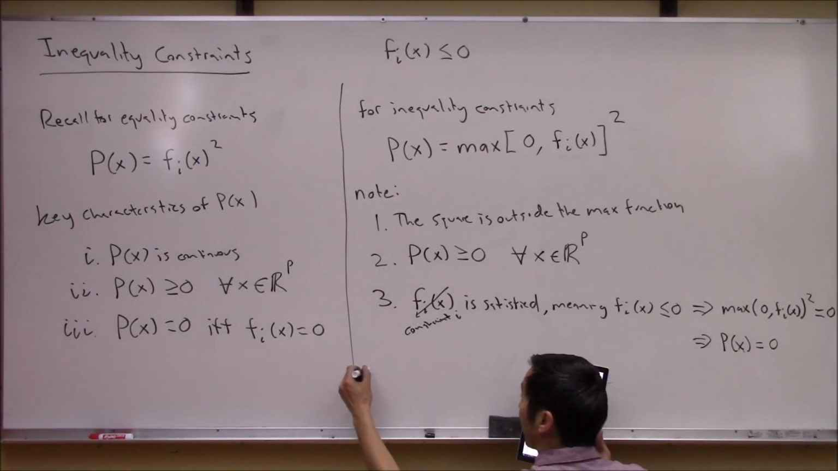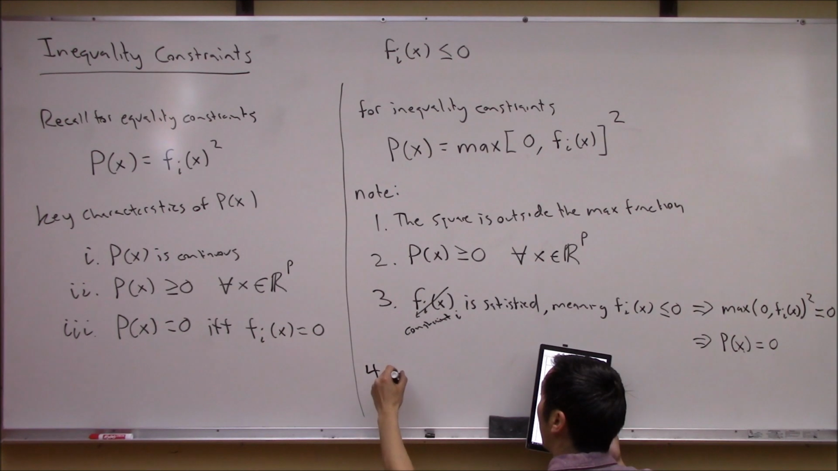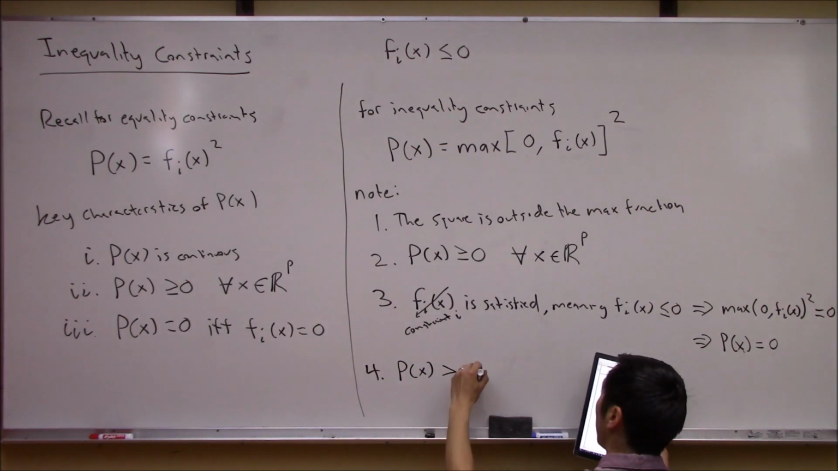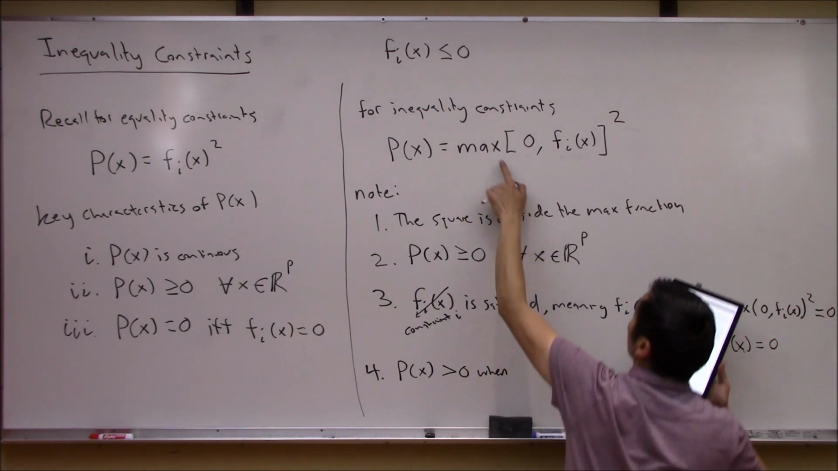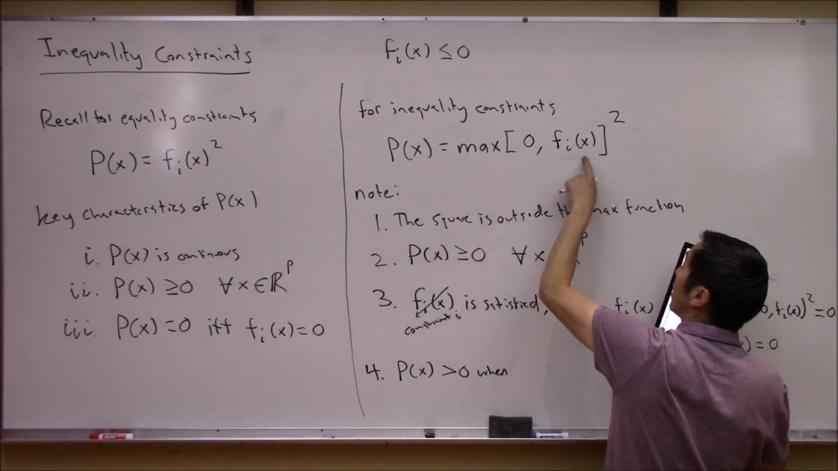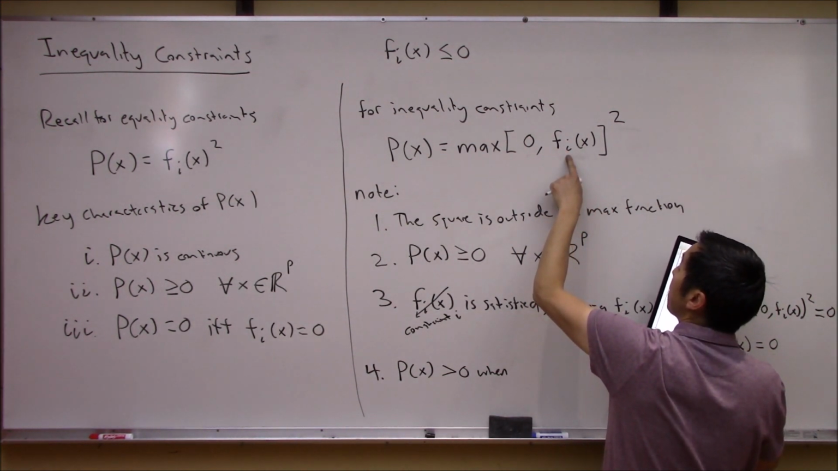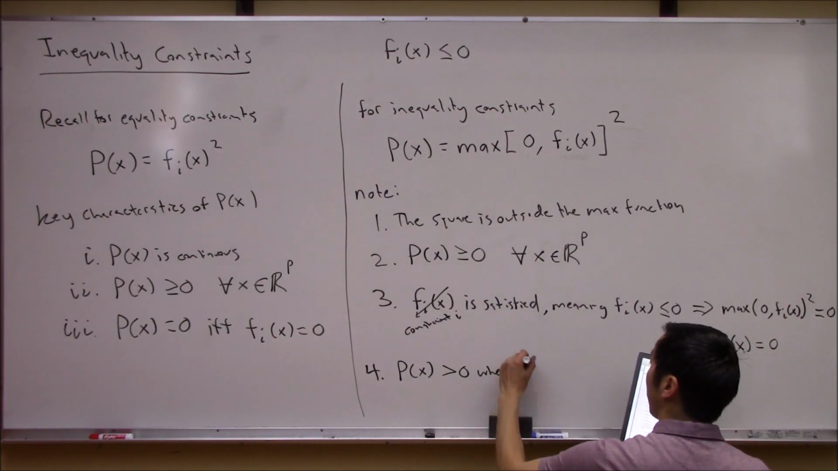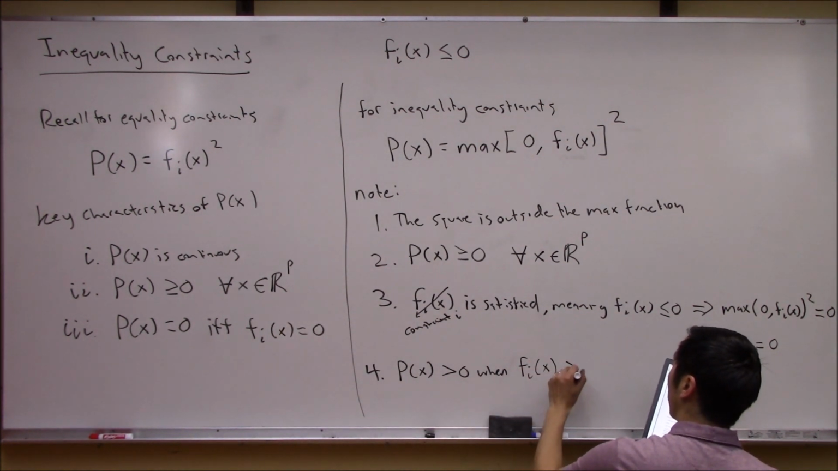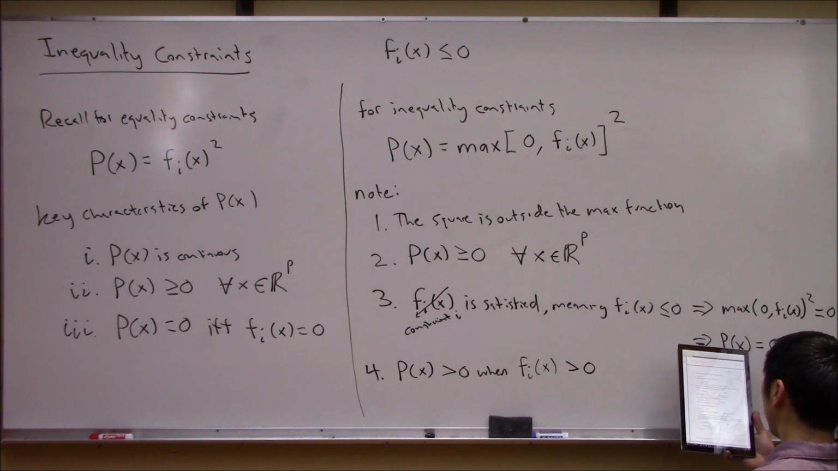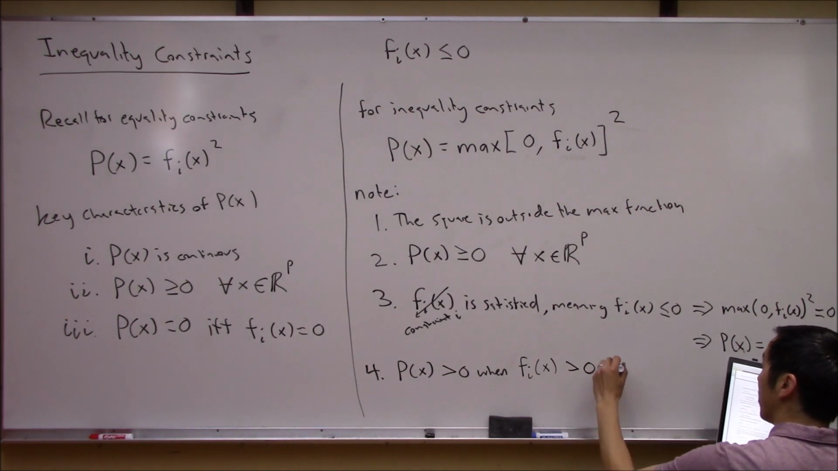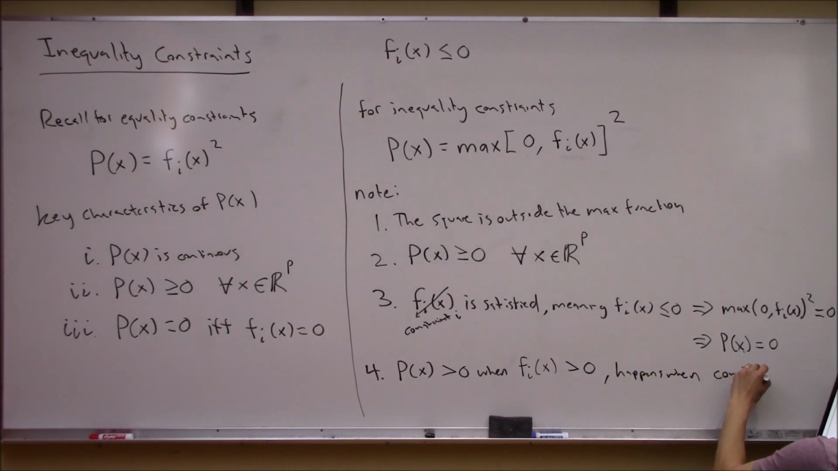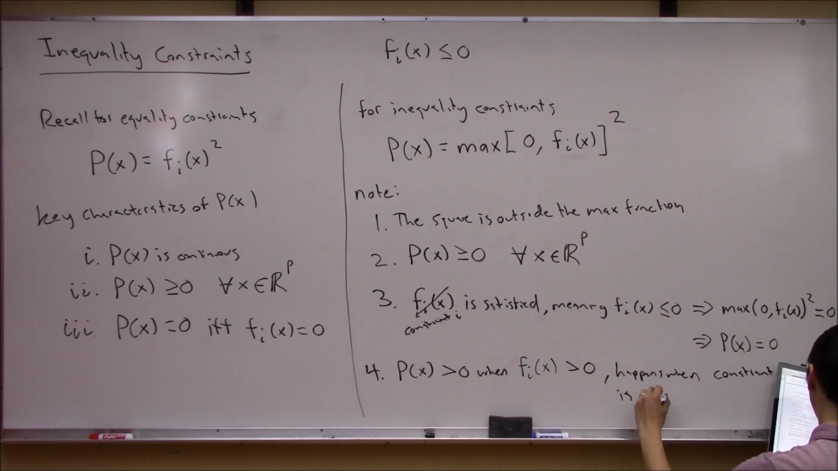And a corollary to that, or a related one, is this P of x, right? The way this thing is greater than 0, how do you get this thing greater than 0? Well, you look at this max function. This thing has to be positive. So the whole penalty function is greater than 0 when f_i of x is positive, right? And what does this mean? This happens when constraint i is not satisfied.